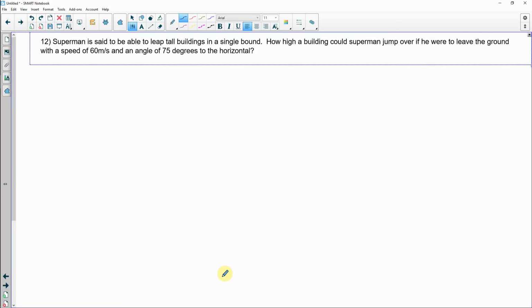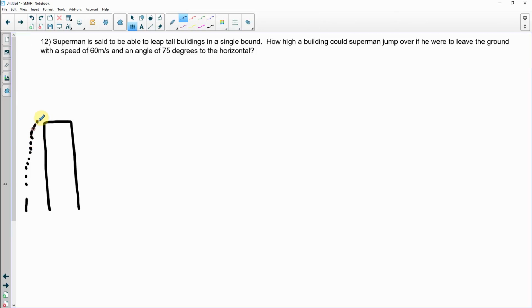Superman is said to be able to leap tall buildings in a single bound. How high a building could Superman jump over if he were to leave the ground with a speed of 60 meters per second and an angle of 75 degrees to the horizontal? This is a little tricky. And the reason is we want to know how high the building is that he could leap over, which means if this is the building, he's going to jump and go like this, and we have to remember how fast he's going at the top.